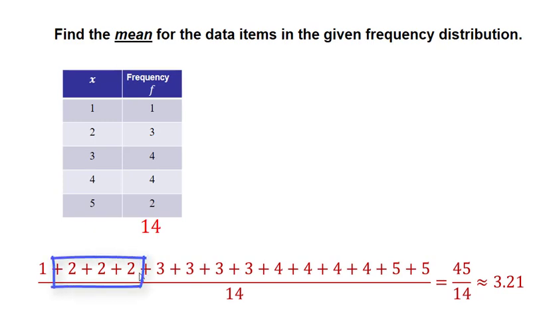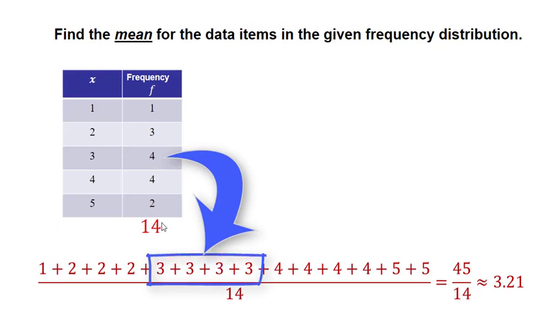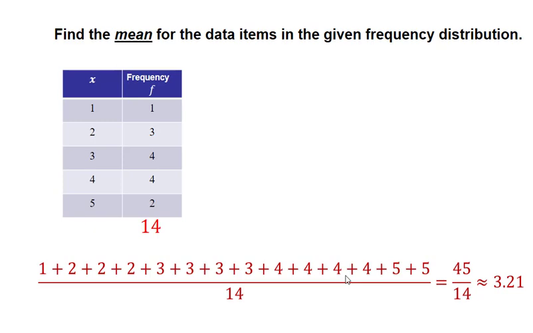How many 3s are there? 4. So 1, 2, 3, 4. And we add all the numbers up, and there are 14 numbers here. So I divide by 14, and the mean, or the average, of this table with the frequency distribution is 3.21.